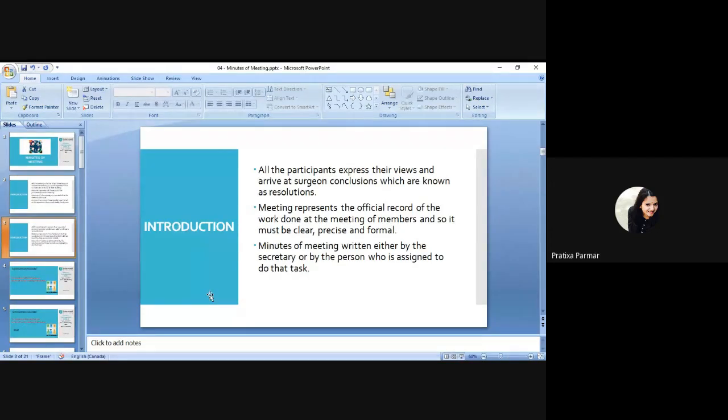Again, I'm repeating that minutes of the meeting is an official document. So whenever you get an opportunity to maintain the minutes of the meeting, remember you should be very precise, you should be very clear about the things that you are writing in that document, and it should be formal. You should avoid using informal language in writing minutes of the meeting. In the further slide, I'll also show you the format so that you get an idea how you're supposed to maintain it. Okay.